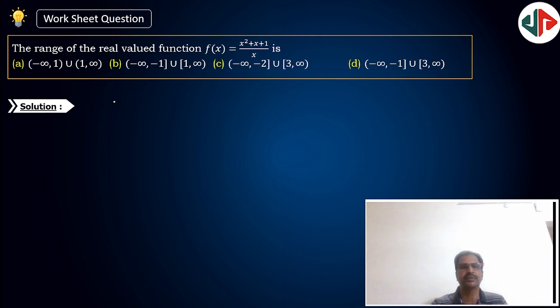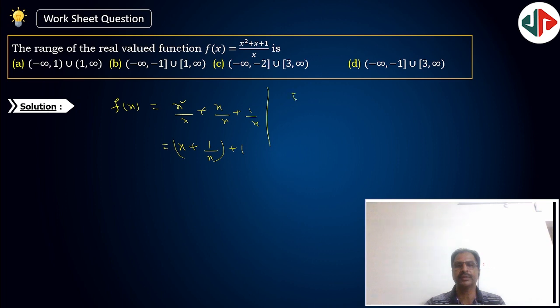Next, range of the given function. Given function can be written as x squared by x, x by x, 1 by x, which means x plus 1 by x plus 1. And we know that if x is greater than 0, x plus 1 by x will be greater than or equal to 2. And if x is less than 0, x plus 1 by x will be less than or equal to minus 2.